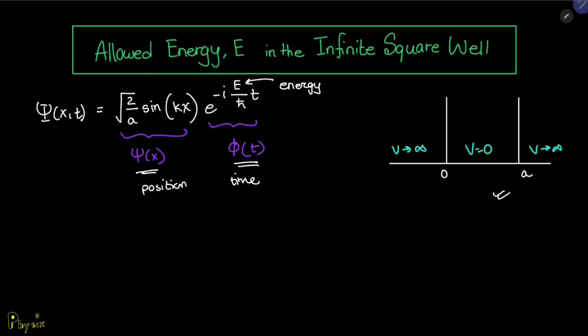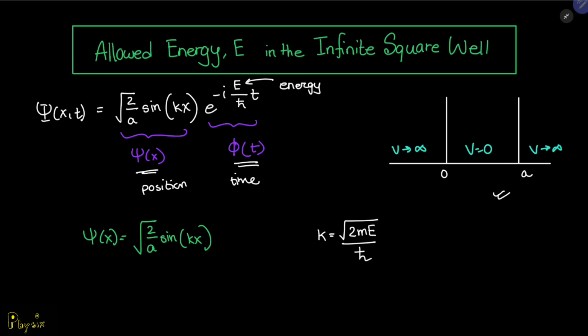Now, how do we come up with an expression for E? Well, we know that psi of x can be written down as the square root of 2 all over a times sine kx, where k is equal to the square root of 2mE all over h bar. You can check my previous video where I derived this formula. I'll put the link down in the description below for reference. So this is your psi of x.